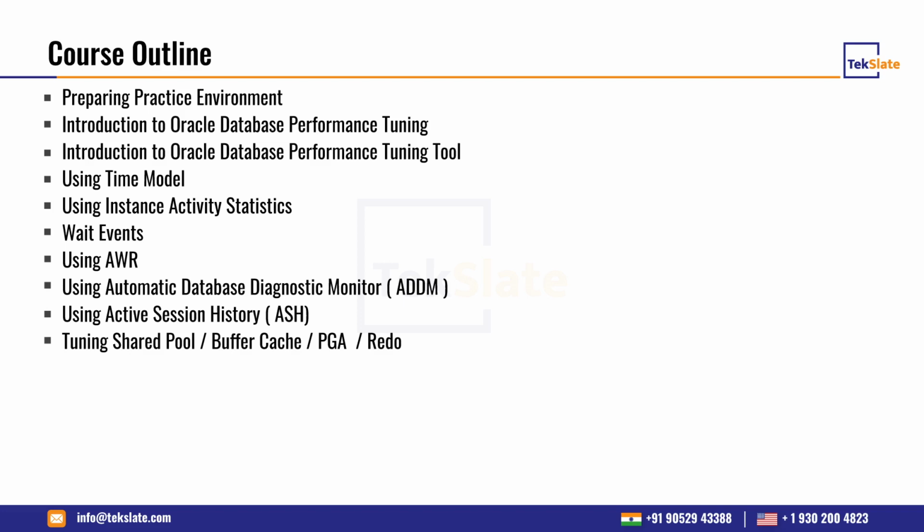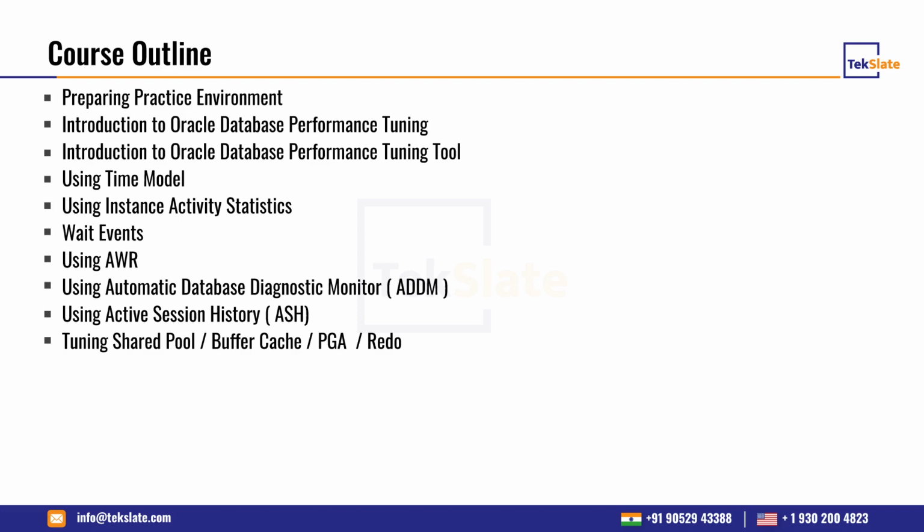Then we will also discuss time model statistics. Time model statistics means which events are spending most of the time in a database. Say IO operation is spending most of the time in a database, or the CPU is busy most of the time, or most of the memory is consumed by the Oracle database. That comes under time model statistics, right? So we will also discuss this in detail.